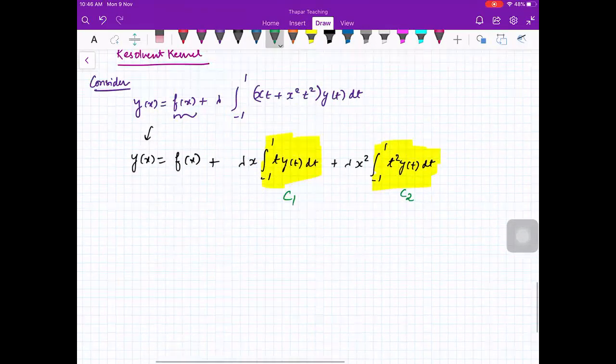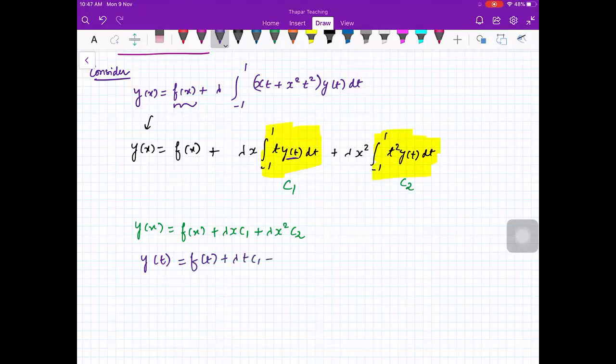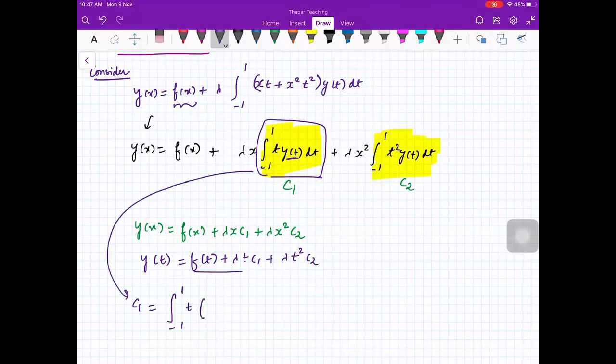So you have y of x is equal to f of x plus lambda x C1 plus lambda x square C2. It means that y of t, because I need y of t, will be f of t plus lambda t C1 plus lambda t square C2. So put it here in C1. C1 will be integral from minus 1 to 1 of t times y of t; in place of y of t, I'm putting this value: f of t plus lambda t C1 plus lambda t square C2, dt. Just solve it.